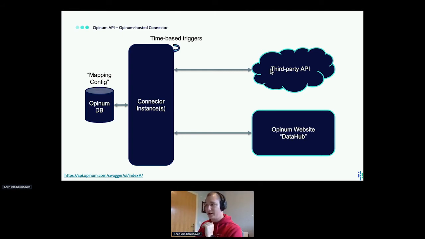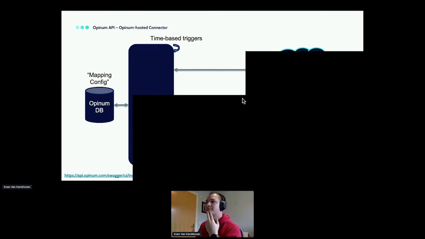So you have the third-party API, which is somewhere in the cloud, it might be in a different country, whatever, and this is the Opinum hosted connector example. Based on some time-based triggers, it might fetch data from the third-party API every hour or every 2 hours or every day or whatever you would like, and store that in the Opinum storage system with a mapping config to remember how data was fetched from this third-party API. And this data can then be displayed on the data hub. And it can be mixed with data from other sources, so you can visualize it, compare it, and everything.